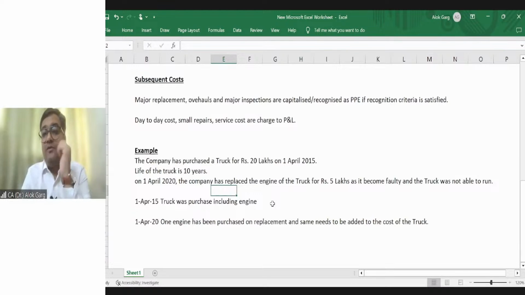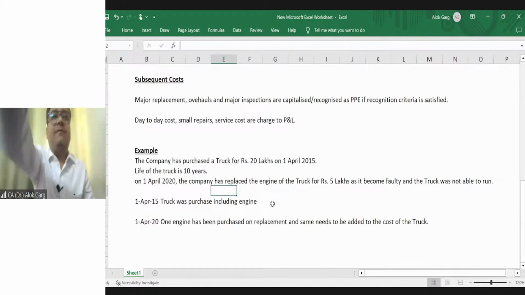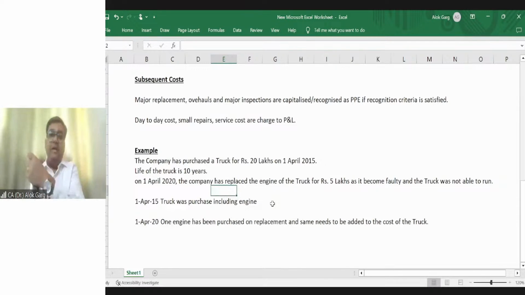On 1st April 2015, when this truck was purchased, was it including the engine or excluding the engine? Sir, which kind of question is this? Of course, this is including the engine.